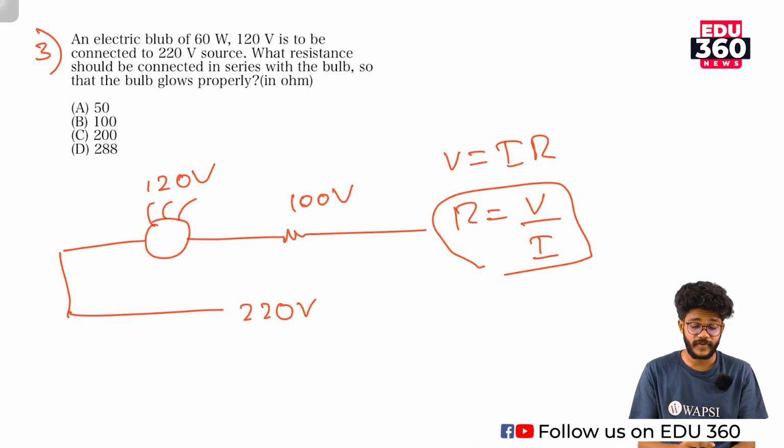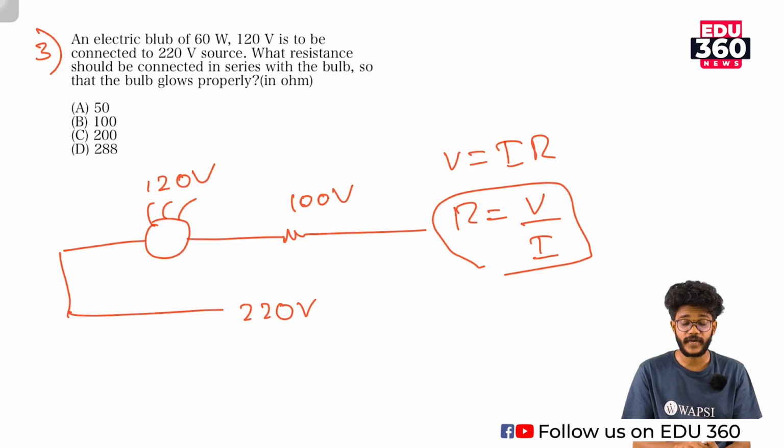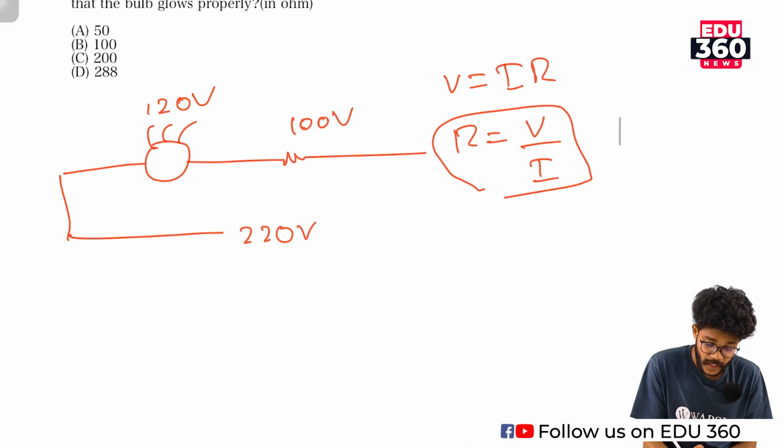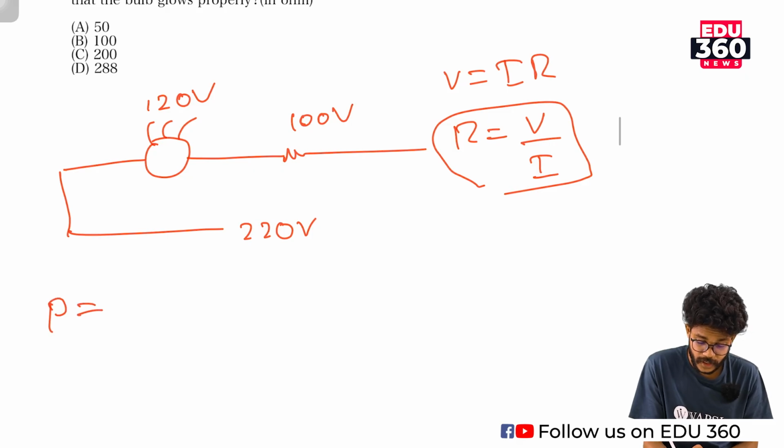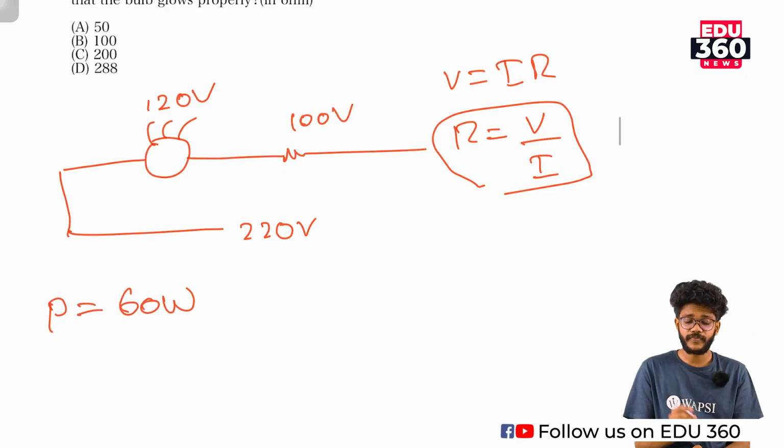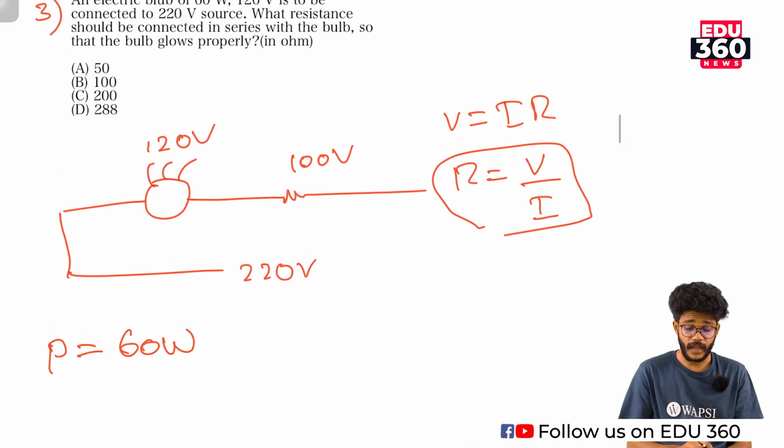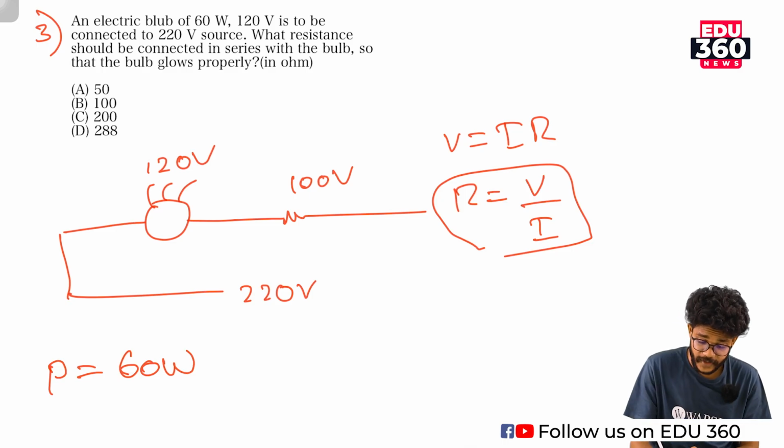So we need to find the value of current. That's why they gave the value of power. Power P is equal to 60 watt. From this equation, we need to find the current. And we know that P is equal to VI.